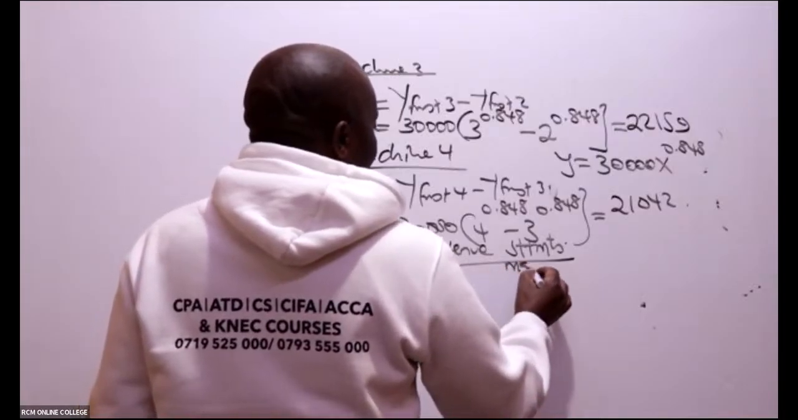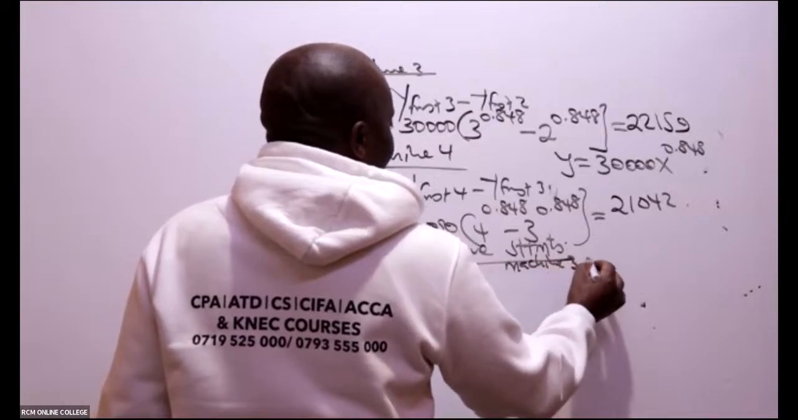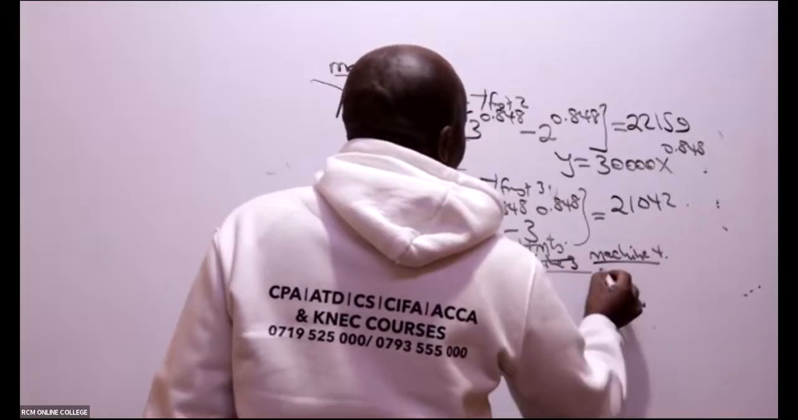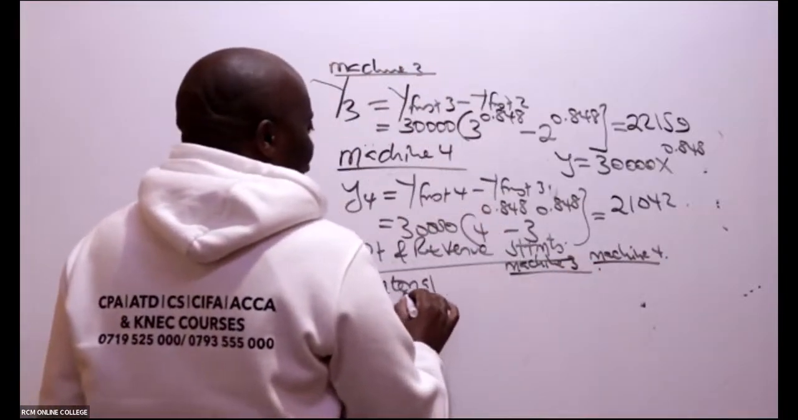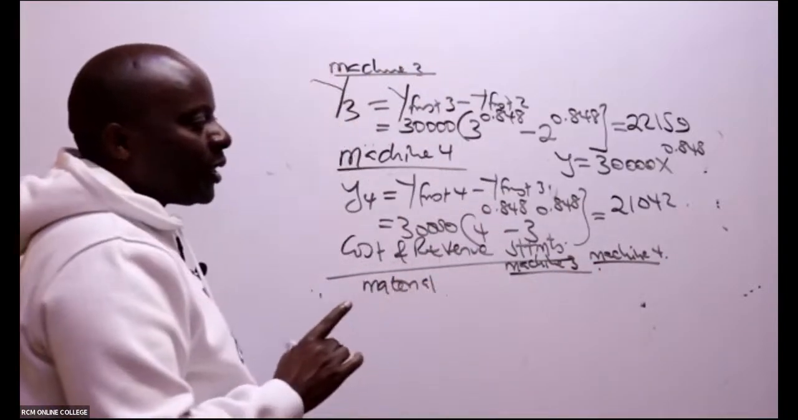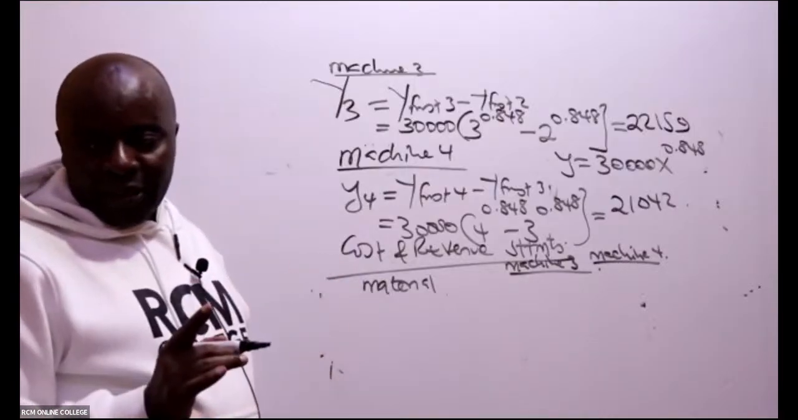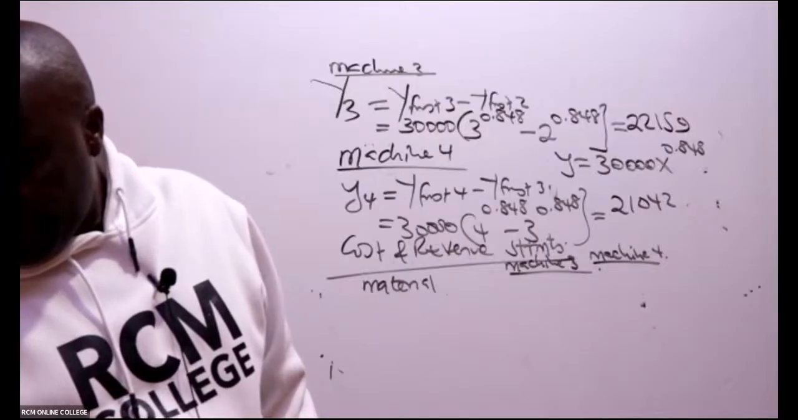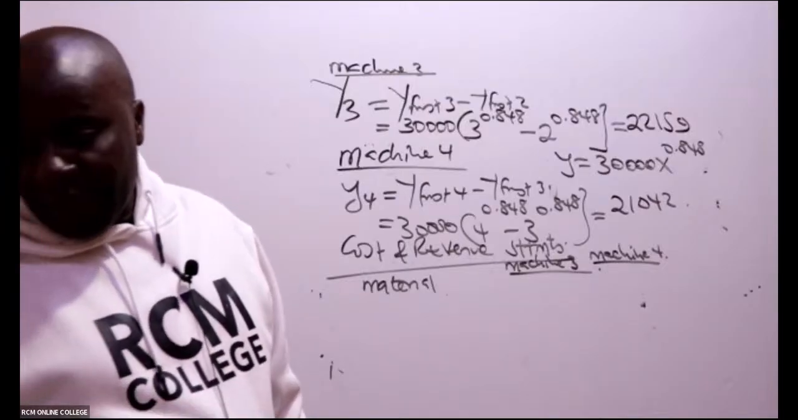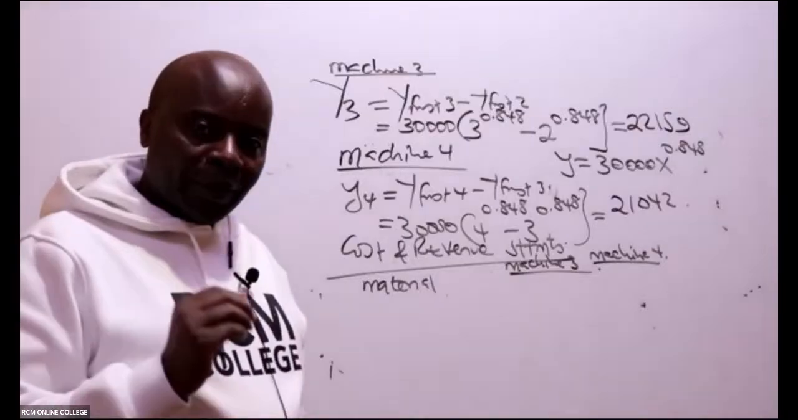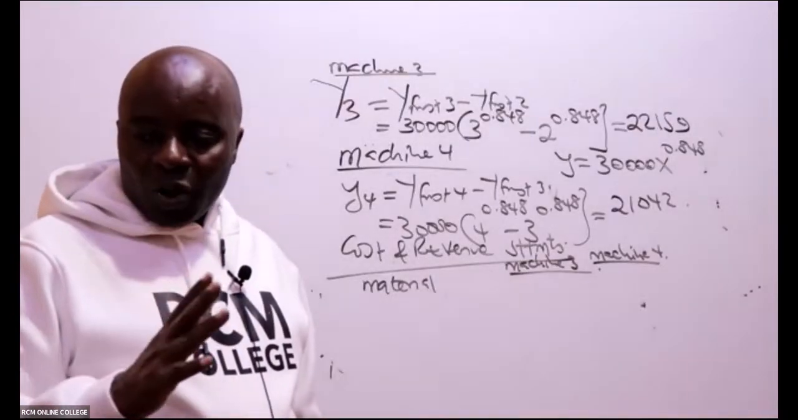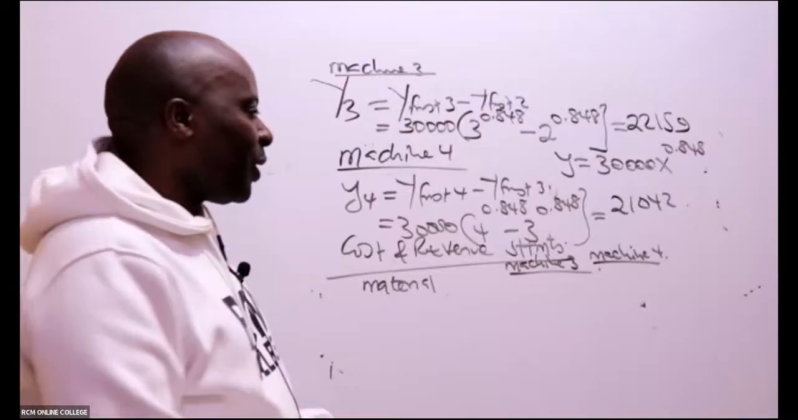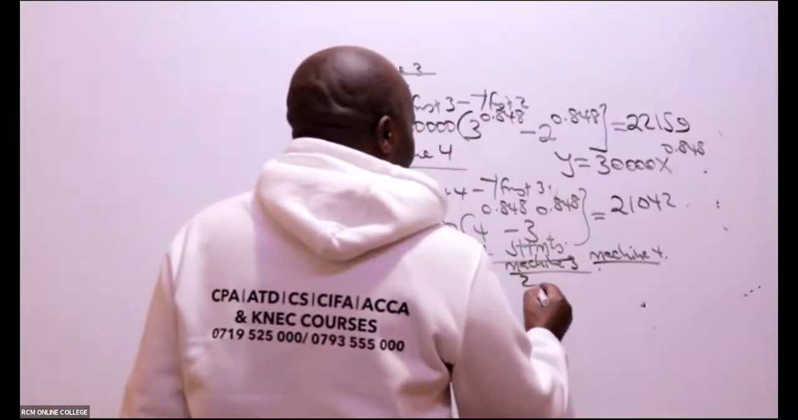So we have here machine 3. We have here machine 4. So we start with the materials. Remember now, we are treating these machines independently. So then what is the material cost for each of these machines? 25,000. So machine 3 will be 25,000.